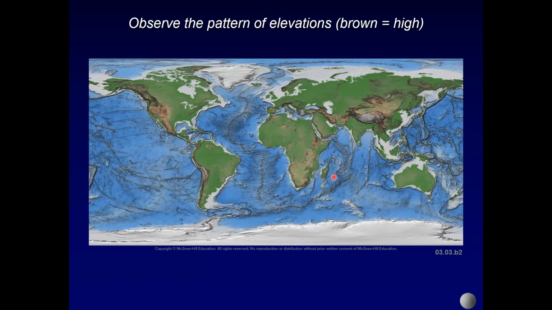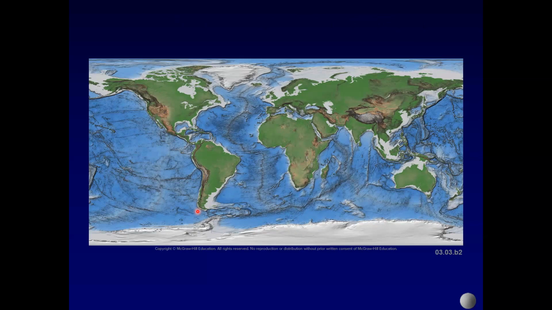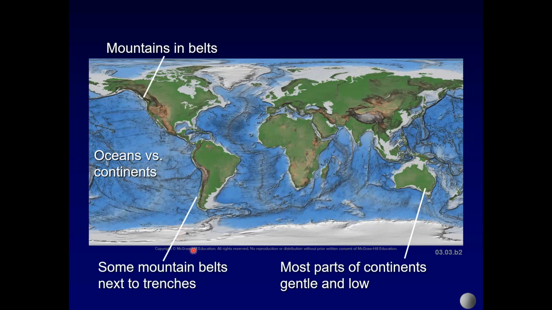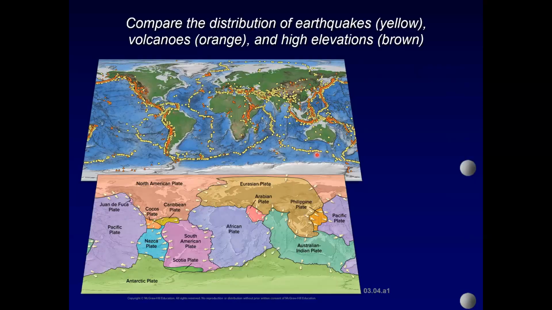Now let's just look at elevation. These darker areas, it's brown mostly, those are the high points. They kind of match where we see earthquakes and volcanoes. Most parts of our continents are fairly low in elevation. We have mountains and belts. We have some mountain belts next to trenches, and of course around southern Eurasia and the Tibetan Plateau is quite high in elevation. East Africa as well, in the Afar region, is quite high.